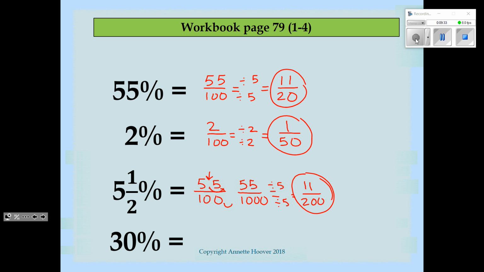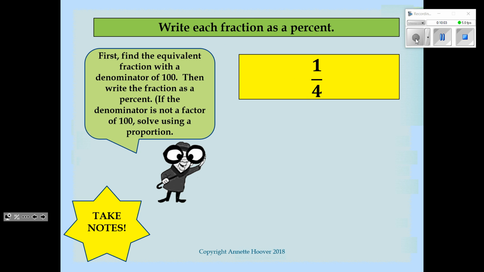And the last one, 30%. You take 30 and you write it over 100. Both of these are divisible by 3. If you divide the numerator by 3, that would be 10. Oops, sorry. They're not both divisible by 3. My mistake. Divisible by 10. 30 divided by 10 is 3. 100 divided by 10 is 10. So the answer is 3/10. So there's some examples from your assignment today.